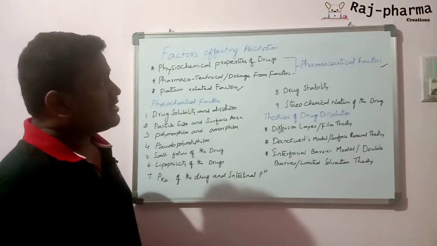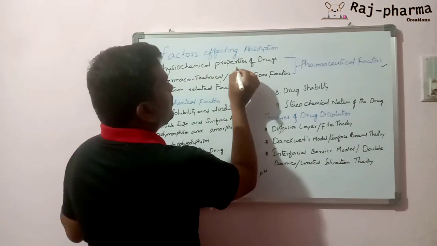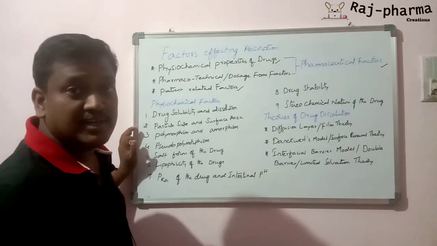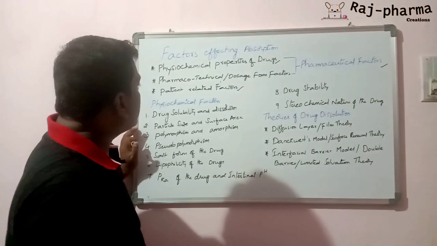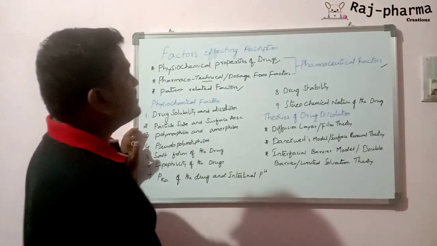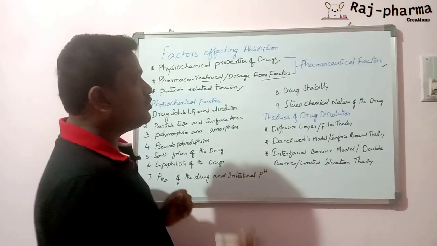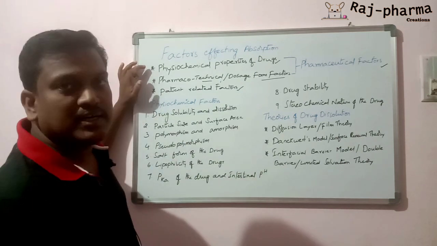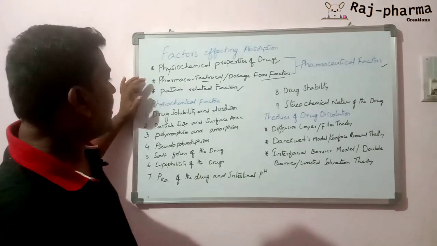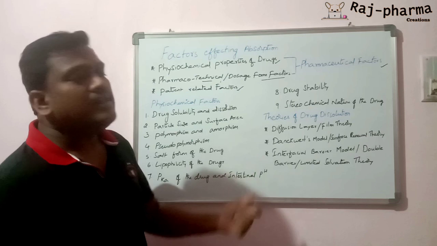Pharmaceutical factors are divided into two parts. One is the physicochemical properties of the drug substance, which you have already studied in your physical pharmacy, and the second is pharmacotechnical factors, also called dosage form factors. So one is the physicochemical properties of drugs, and the second is the pharmacotechnical or dosage form factors. Let us discuss the physicochemical factors.